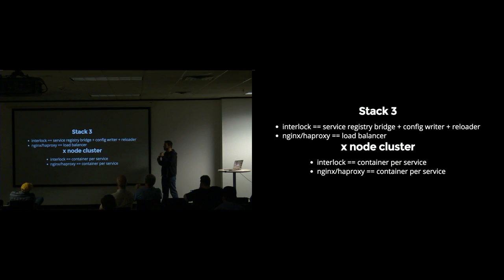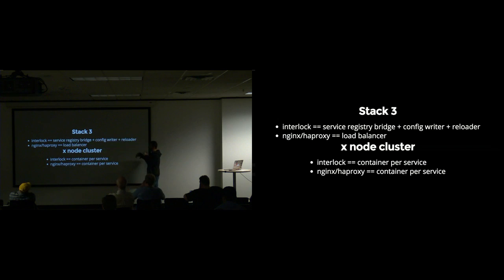So we took a look around, considering that sort of thing, and saw what some of the other options are out there. And we found this project called Interlock. It's this little homegrown open source project from a fellow at Docker. It's not actually a Docker project. It's his own home thing, but it's actually being used in some of the Docker documentation. And it really ties together a handful of these things. It's your service registry bridge, your config writer, and your reloader all in one.